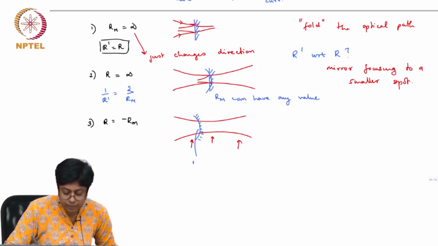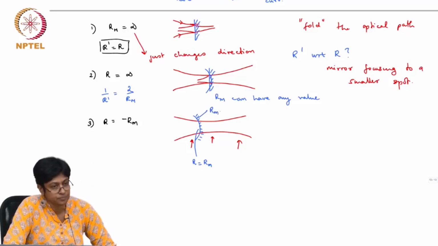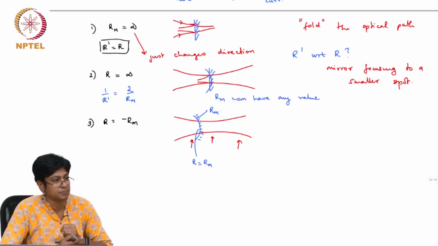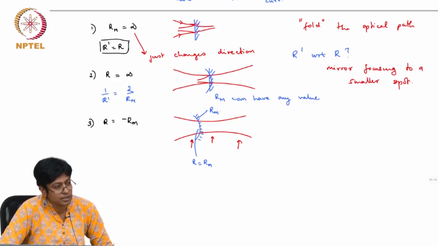The radius of the beam here is R. So R is equal to Rm. This mirror has radius of curvature Rm. What does this imply? What happens if the radius of curvature of the beam and the radius of curvature of the mirror are equal? What happens to the beam?